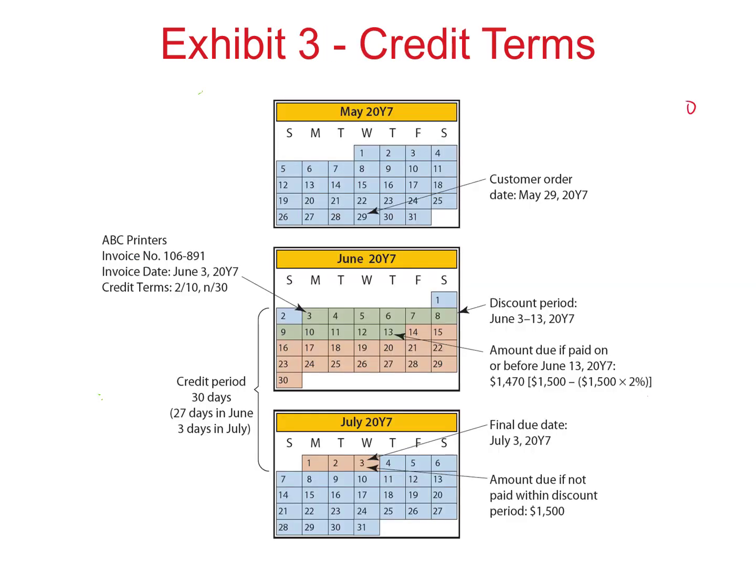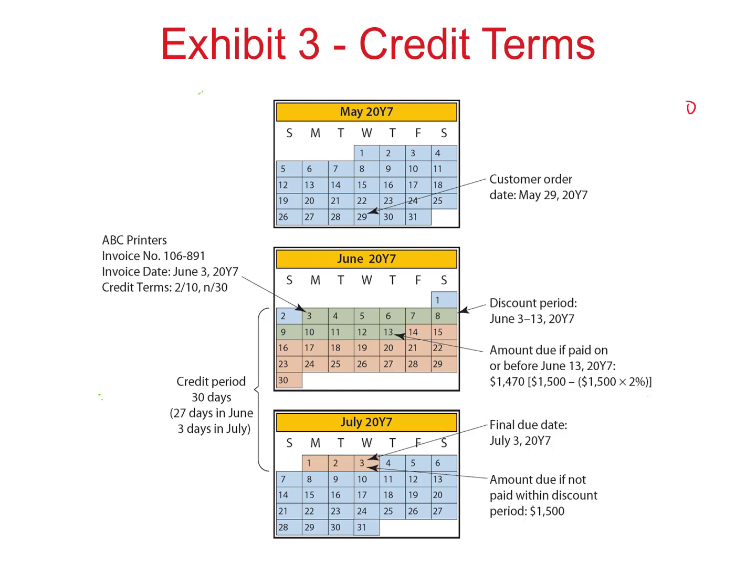Let's very briefly go through the credit terms before we look at the transaction. The credit terms were 2/10 N/30, which means that if we pay within 10 days of the invoice date, that we receive a 2% discount. Otherwise, the item needs to be paid in full by the 30th day. In this case, the invoice date was June 3rd. The discount period ends on June 13th.